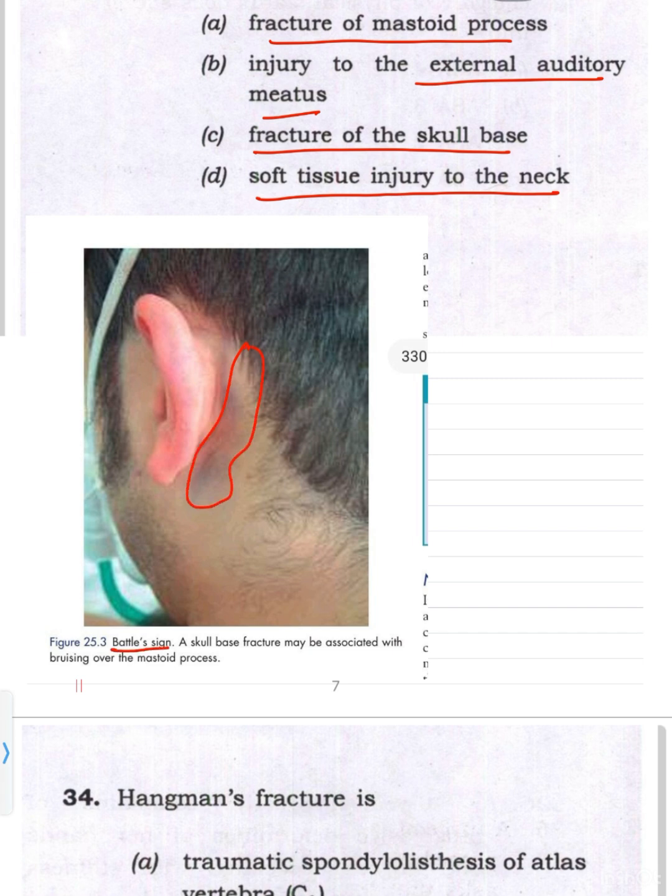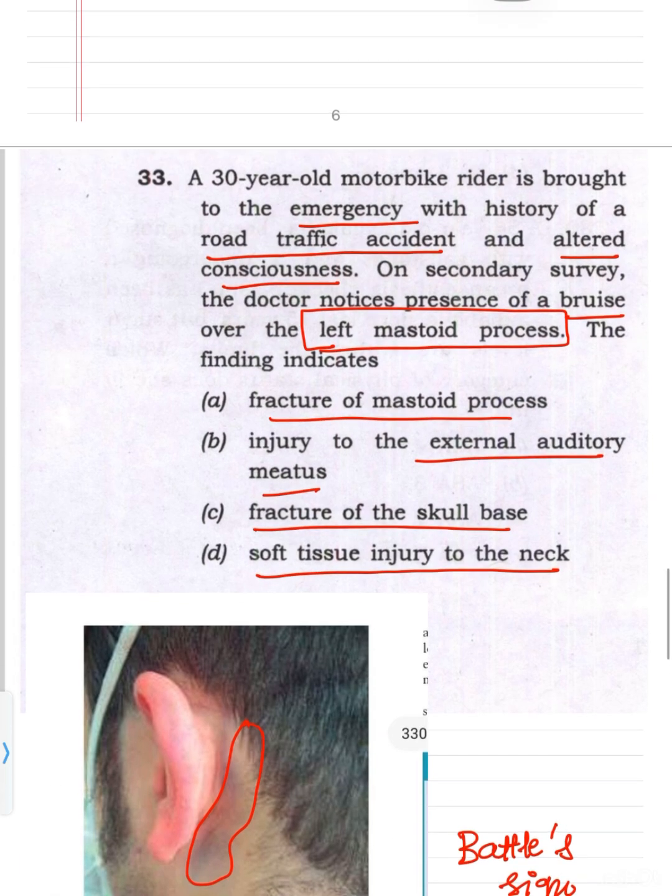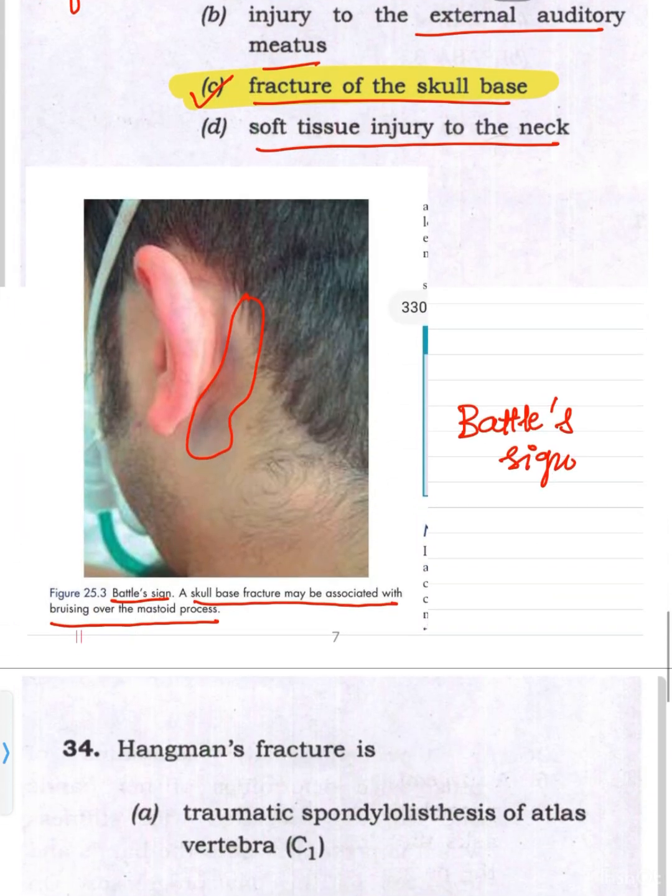So this is known as Battle's sign. It writes that skull base fracture may be associated with bruising over the mastoid process. So the answer will be fracture of the skull base. The bruise over the left mastoid process is known as Battle's sign. So this was the 33rd.